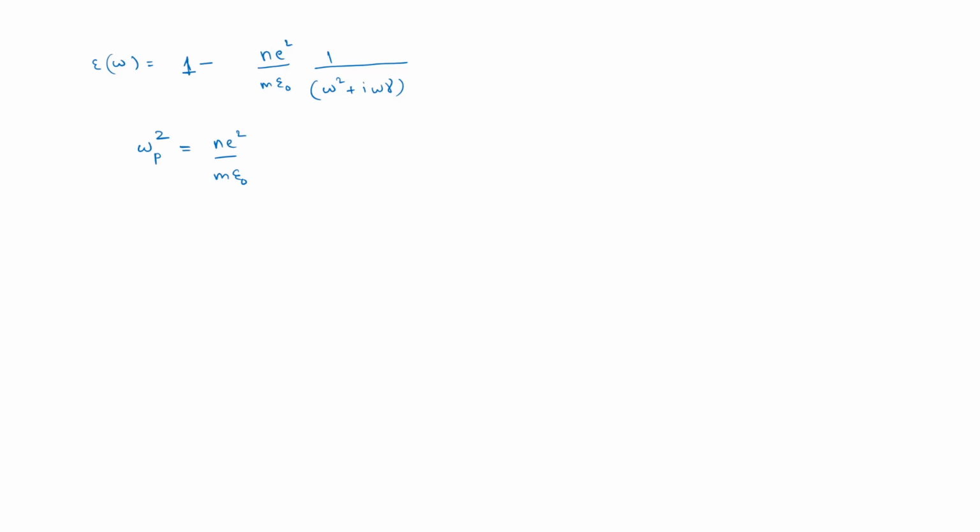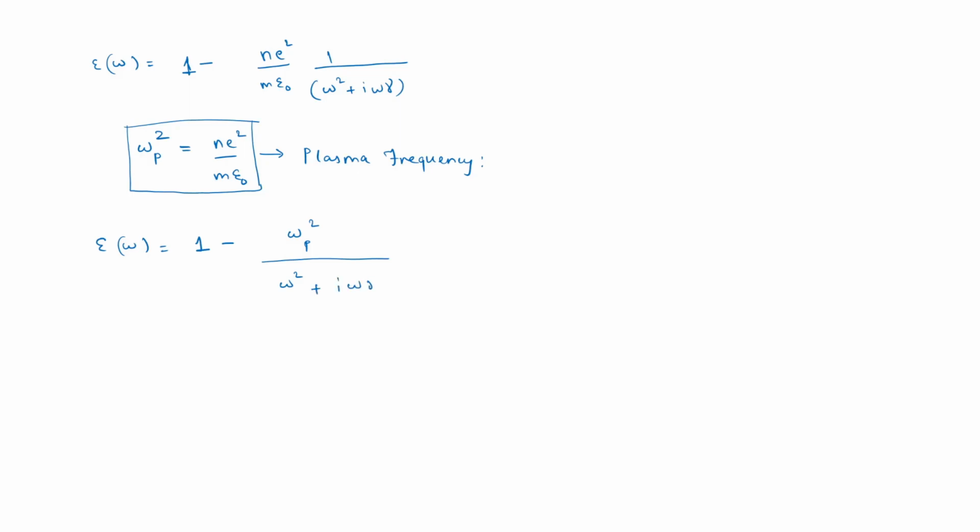So mass of the electron is constant, e is constant, epsilon naught is constant. So omega p square depends on the number density of electrons, and it is a material property. Omega p square is nothing but your plasma frequency. So on putting that, epsilon omega, this is a very important equation, is equal to 1 minus omega p square divided by omega square plus I omega gamma.